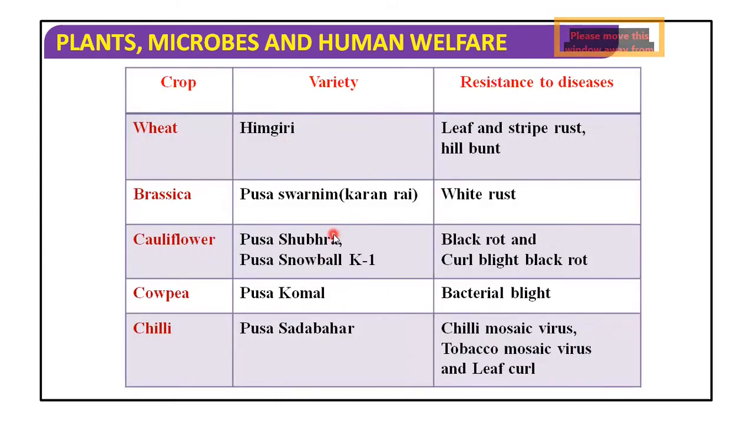Now this is the table given here. The crop wheat has the variety Himgiri, and this plant is resistant to the diseases leaf and stripe rust, and hill bunt. Then Brassica variety Pusa Swarnim is resistant to white rust. Cauliflower varieties Pusa Shubhra, Pusa Snowball K1 are resistant to diseases like black rot and curl blight, black rot. Cowpea variety Pusa Komal is resistant to bacterial blight. Chili variety Pusa Sadabahar is resistant to chili mosaic virus, tobacco mosaic virus and leaf curl.